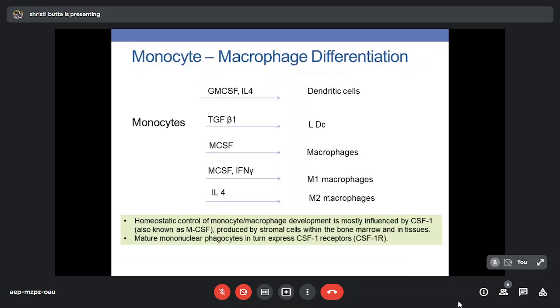Under homeostatic control, remember I'm talking about homeostatic control, monocyte or macrophage development is mostly influenced by CSF1, which we also refer to as monocyte or macrophage colony stimulating factor, MCSF, which is typically produced by the stromal cells within the bone marrow and also in the tissues. Mature mononuclear phagocytes express the CSF1 receptor, that is, the receptor for MCSF.